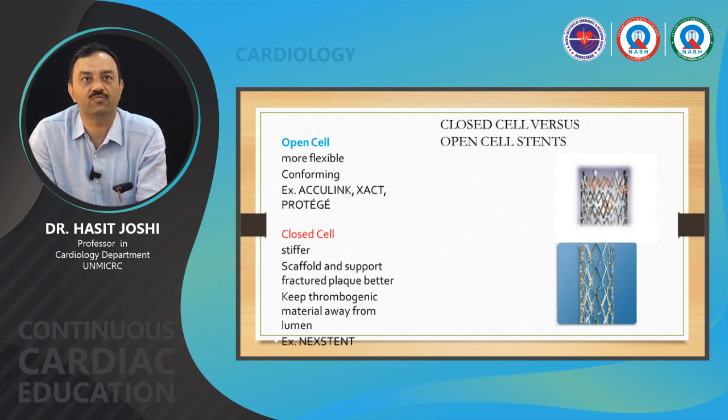Open cell is more flexible, more conforming, while closed cell is stiffer. However, the scaffold and support is better with closed cell, and keeps thrombogenic material away from the lumen. However, no trials show advantage of one over the other, and you can use whichever you are comfortable with.